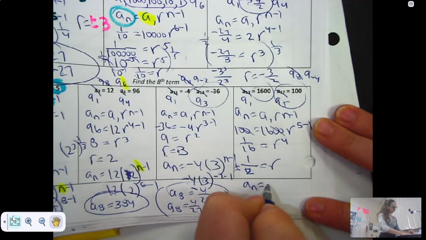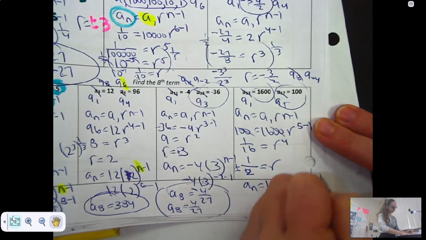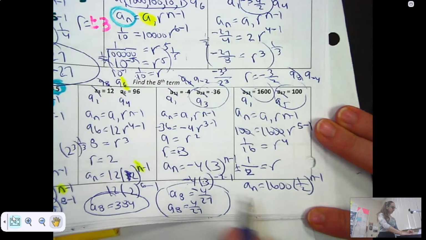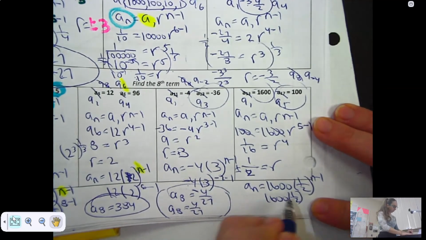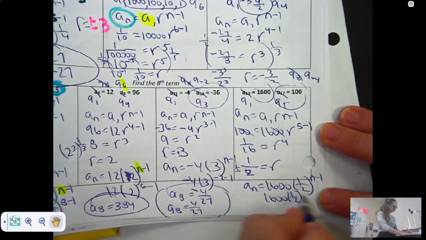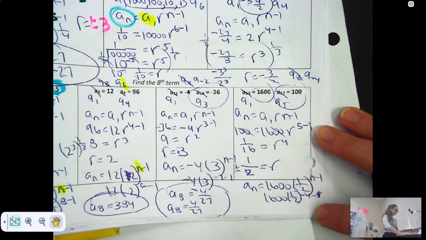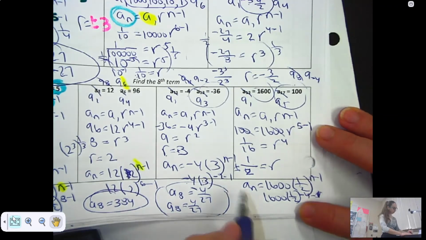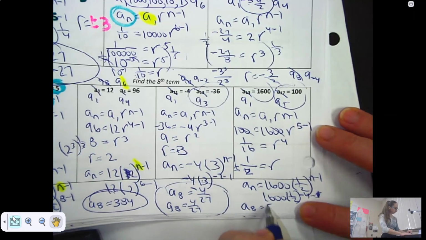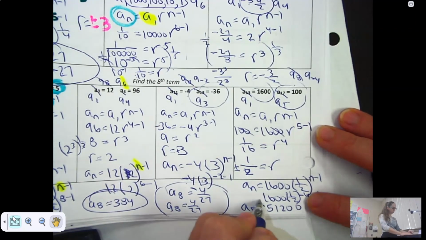A sub n equals 1600 times 1/2 to the n minus 1. It's not really the eighth, it's the negative 4. So negative 4 minus 5, so it's a big number. 1600 times 32. Some of you will get that in your calculator. So the eighth term is 51200, or negative. So I'll put plus or minus.